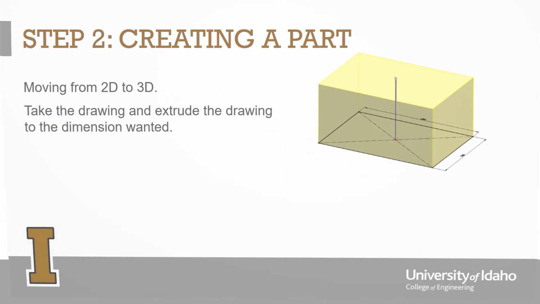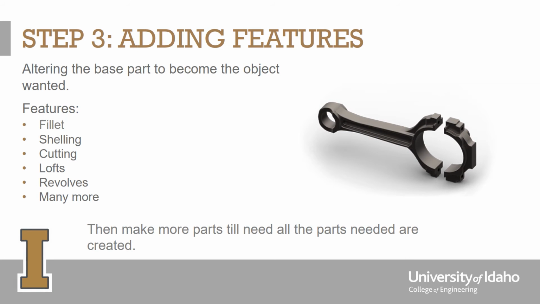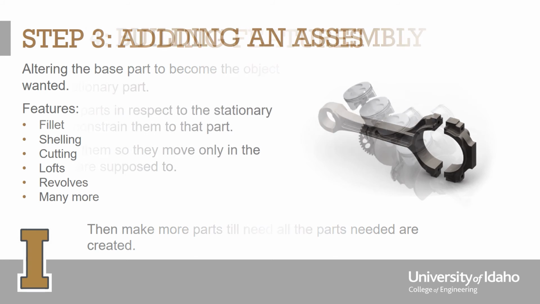Next, you're going to want to create the part, the 3D model. You're going to want to take your drawing and extrude it to the dimensions you want it to be. Next, you're going to want to alter your base part so it becomes the object you want. You do this by using the features in CAD. Some of the features are fillet, shelling, cutting, lofts, and so many more. After you create your first part, you repeat the steps until you have all the parts you want.